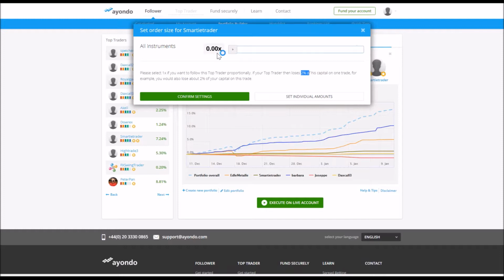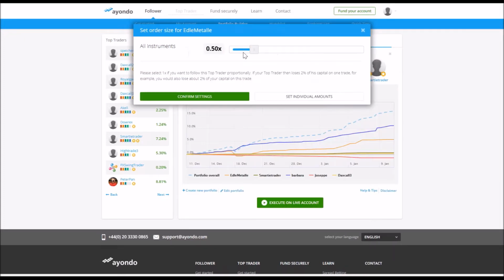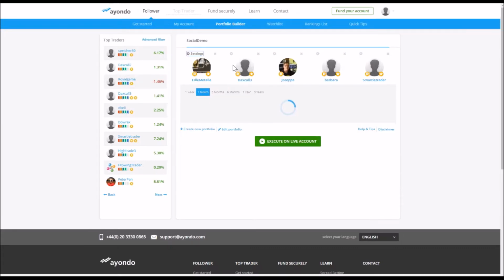Or if I'm a bit cautious, as I am with Smarty Trader, I can knock this down to a quarter of their size. Let me make it a half. A lot of the track record has been built up trading on demo money, and I want to see this person prove themselves a bit longer. So if I knock that down to half, it means if they do a trade risking losing 2% of their capital, the same trade is done on my account, but risking losing 1% of my capital. Okay, so let's click on confirm settings. That's done, and I can go through all of these people and set the level of risk that I'm comfortable with for all of them.